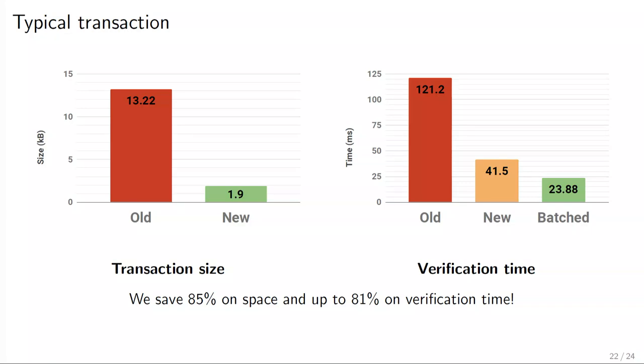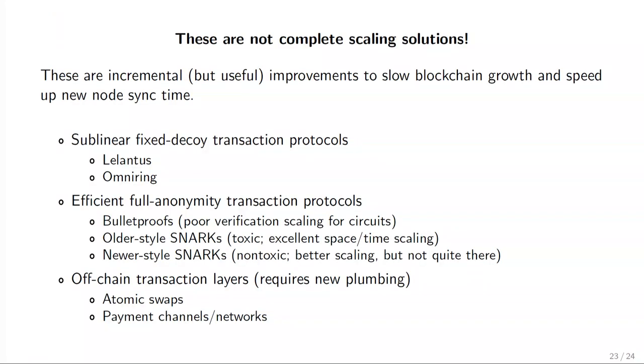It's fantastic. But keep in mind, these are not complete scaling solutions. These are very incremental. Bulletproofs, while still good, are still an incremental improvement on verification. They are useful, but they're just incremental improvements to slow the blockchain growth, which still increases with the number of transactions and outputs. And we want to speed up the new node sync time by lowering the verification cost as much as possible.